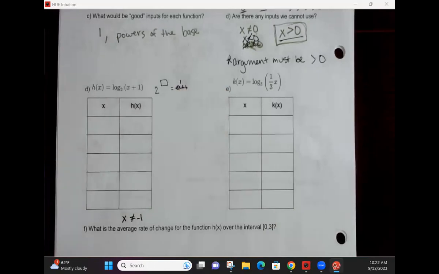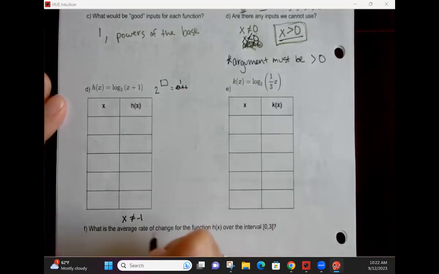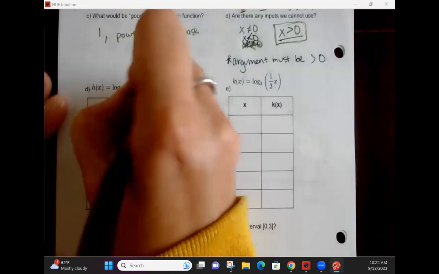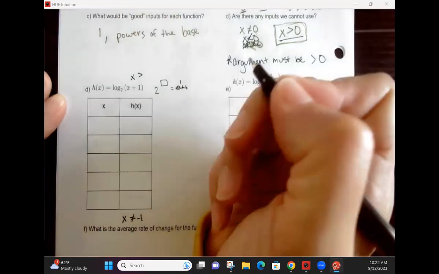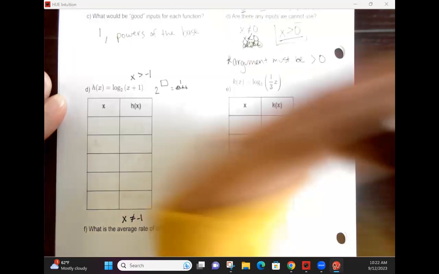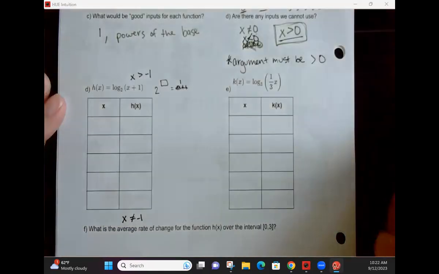What else could x not be for D? The argument can't be 0 and it can't be negative. So x can't be -1. What else could x not be? Anything less than -1. So x cannot be -2, -3, -4.5. Our x values here have to be greater than -1. Anything bigger than -1.